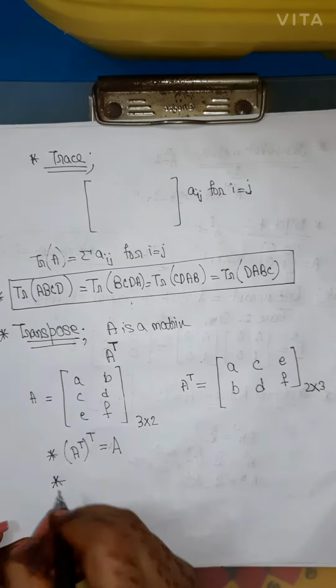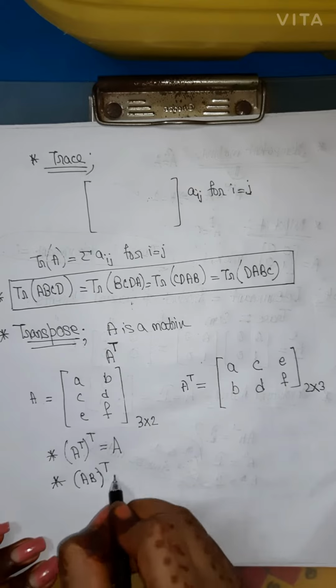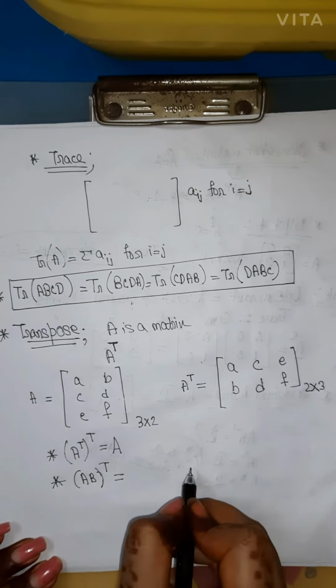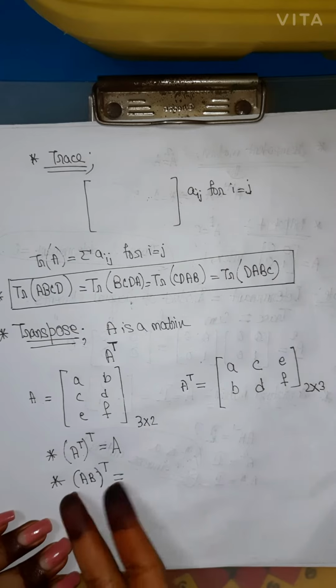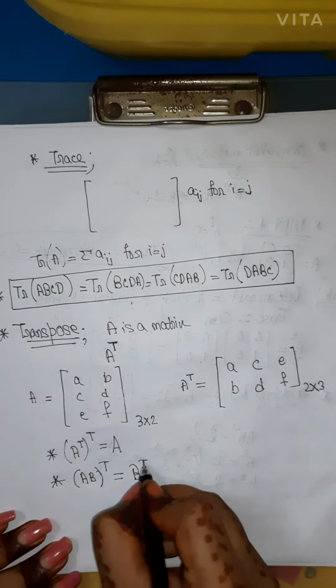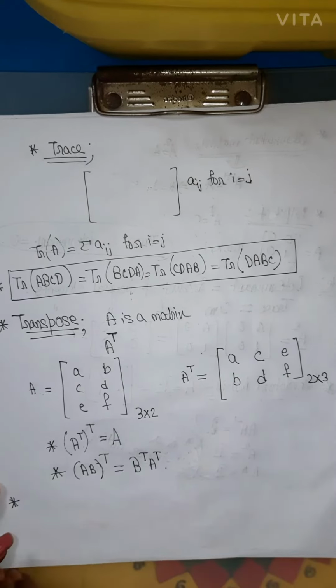And if you see the product of A and B whole transpose, this will not be equal to A transpose B transpose. We have to do it in reverse, it will get reversed, that is B transpose and A transpose.